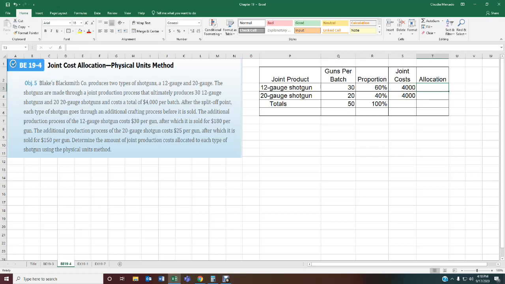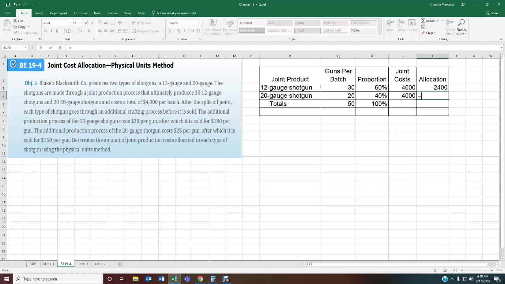Okay, now I'm going to allocate my cost. Well, I know that I spend $4,000 per batch, right? I know that 60% of those guns that I produce are the 12 gauge guns. How much am I going to allocate to my 12 gauge shotgun? So we're going to get our $4,000 cost, that is how much we spend in the batch, and multiply it by the percentage of production for the 12 gauge shotgun. And that's going to give me $2,400.